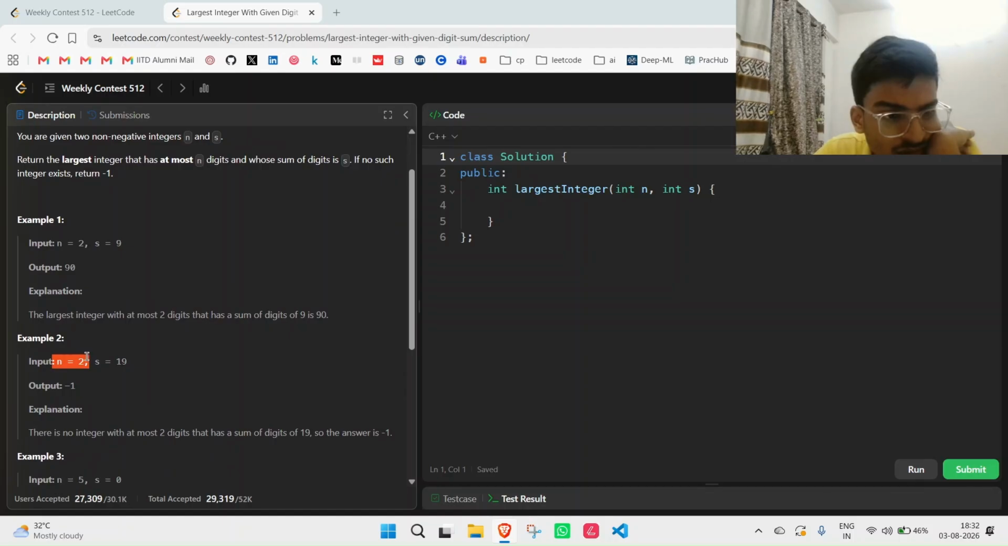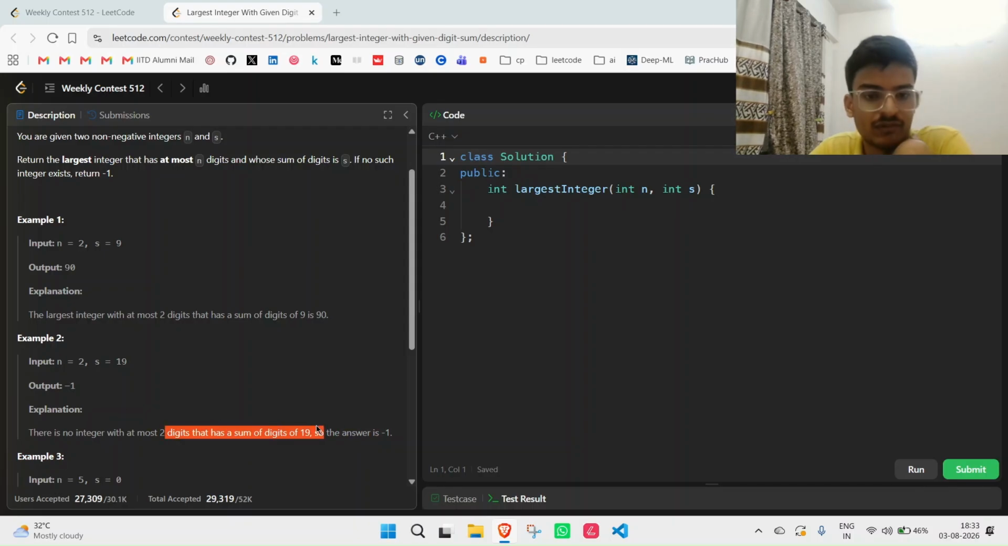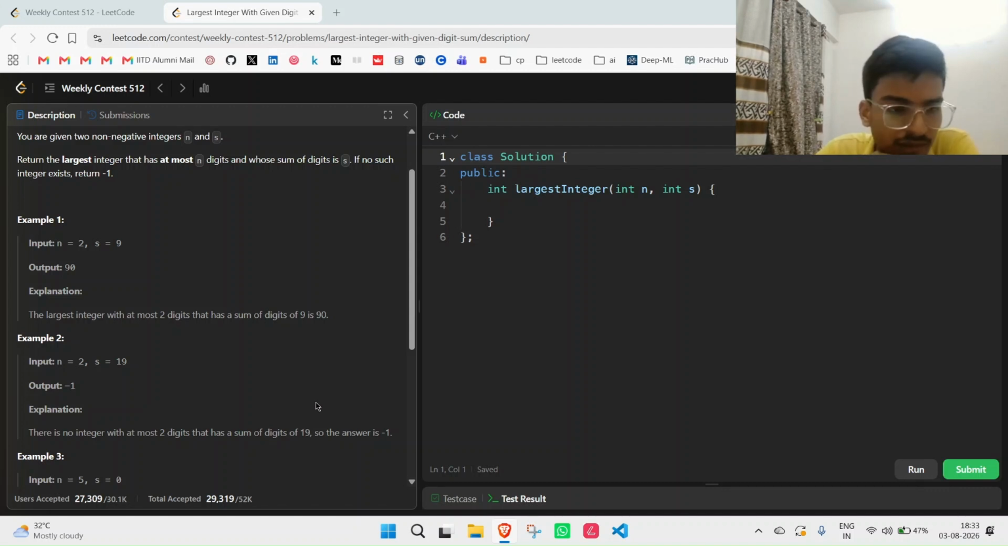Two-digit integers. At most two-digit integers, sum of digits is 19. There is no integer with at most two digits that has a sum of digits of 19, because two digits can never sum up to 19. The maximum they can go is 18, right? If you take both 9.